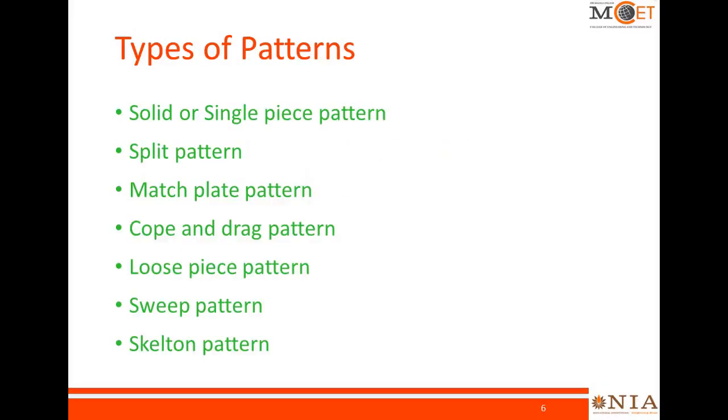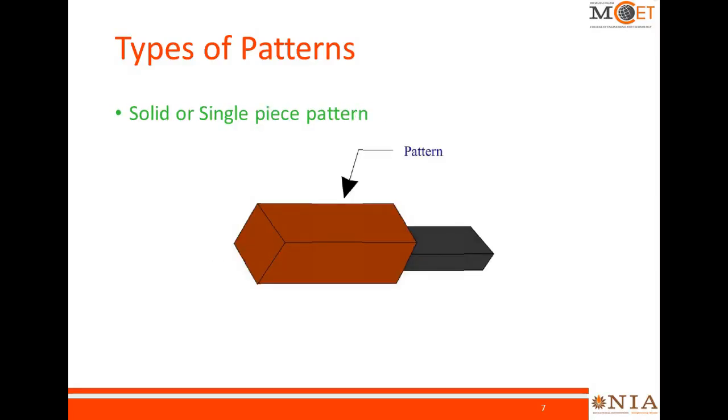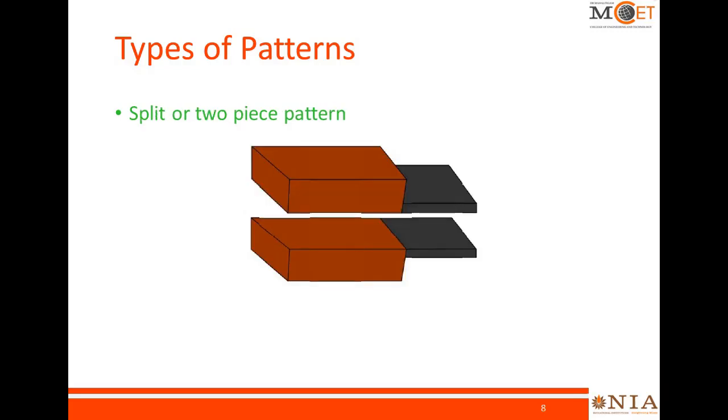Types of patterns. There are various types of pattern: solid single piece pattern, split pattern, match plate pattern, cope and drag pattern, loose piece pattern, sweep pattern, and skeleton pattern. We'll first see the single piece pattern, where the entire pattern is made of a single piece. This is a solid or single piece pattern. If the pattern can be removed easily from the mold, then you can go for a single piece pattern.